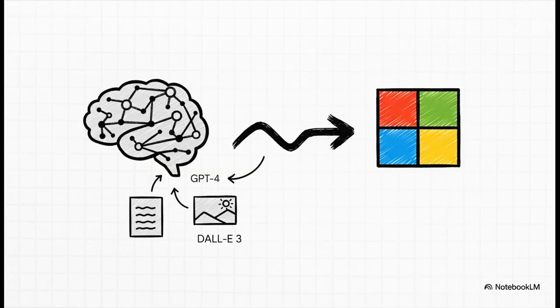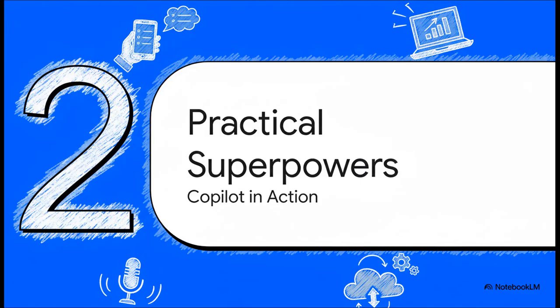And under the hood, this is all running on some pretty familiar tech. It's actually built on those powerful large language models from OpenAI, the same company behind tools like ChatGPT. We're talking GPT-4 for the tech stuff and DALL-E 3 for making images. Okay, so that's the theory. But what does this AI assistant actually do for you in the real world? Let's stop talking about abstract ideas and look at some real, practical examples of what Copilot can pull off.